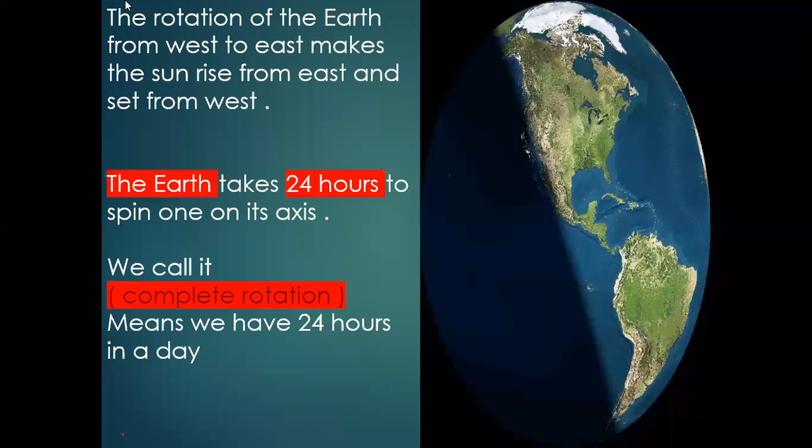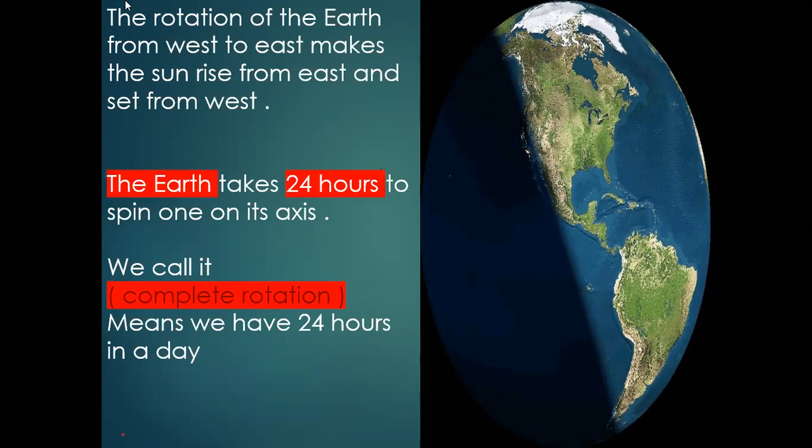Ali, what is the complete rotation? Complete rotation means we have 24 hours in a day. Okay, it takes 24 hours to revolve around its axis, meaning we have 24 hours in a day.